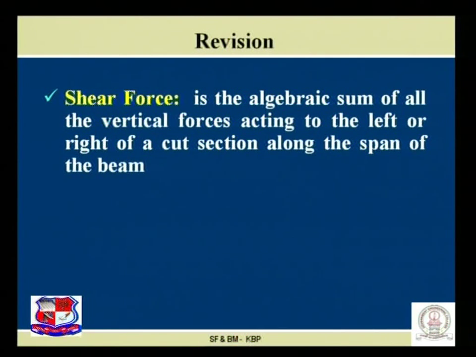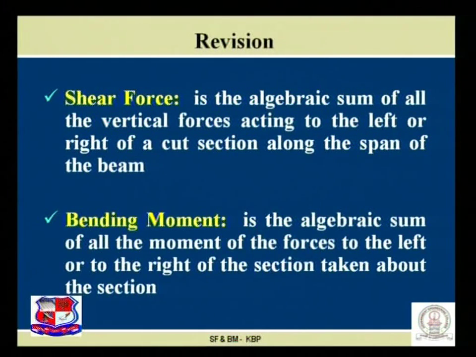Then how is the shear force defined? Shear force is the algebraic sum of all the vertical forces acting to the left or right of a cut section along the span of the beam, while bending moment is the algebraic sum of the moments of the forces to the left or right of the section, taken about that specific section.